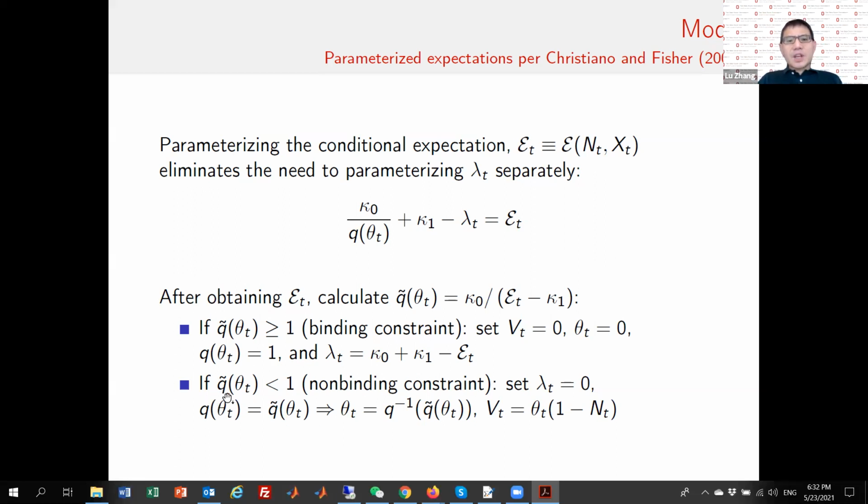On the other hand, if Q tilde is less than 1, that means the vacancy filling rate is a real probability. That means the constraint is not binding. We set lambda to be 0, and we solve the labor market tightness using the inverse function from the job filling rate. Therefore vacancy equals the tightness times the unemployment rate. We know unemployment, and N is a state variable. Unemployment is basically 1 minus employment because the total population is normalized to be 1.